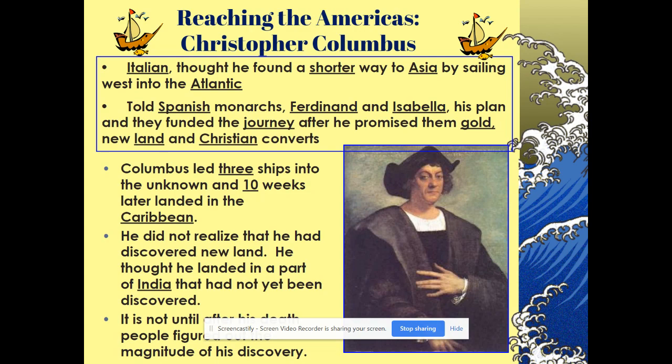So he's told by the Spanish monarchs, Ferdinand and Isabella, that they would fund his journey because Italy had no desire for this massive trade going on with the ships and exploration. They were controlling all that Mediterranean trade and doing just fine financially. He was promising that he would find gold in the New World. He was promising he would find new land and be able to convert hundreds of natives to Christianity.